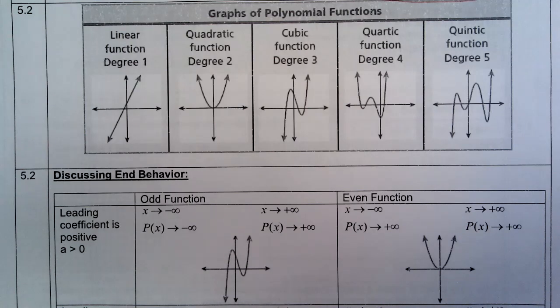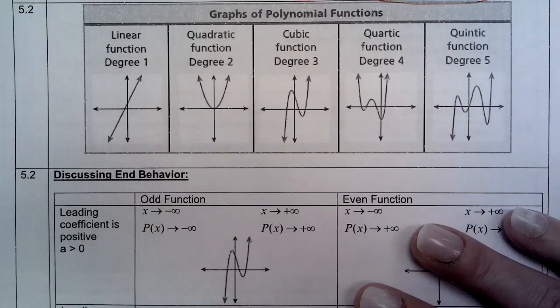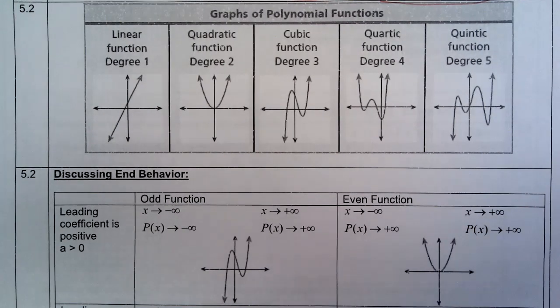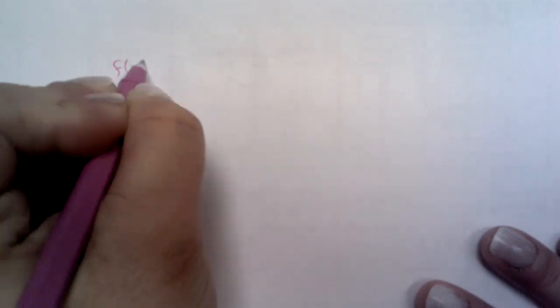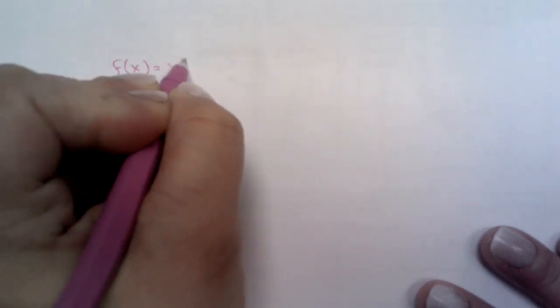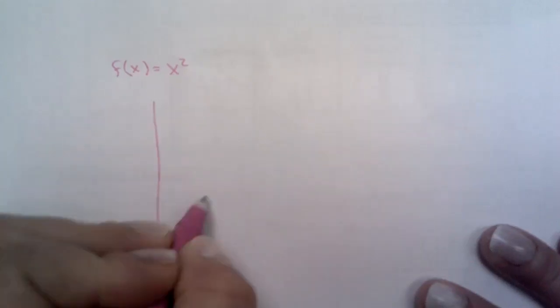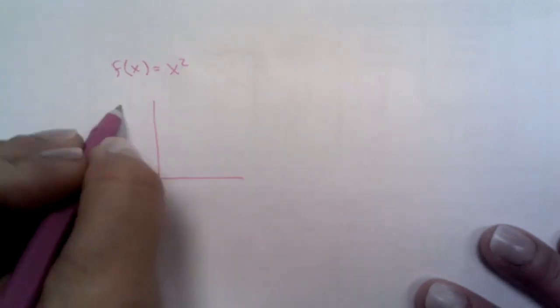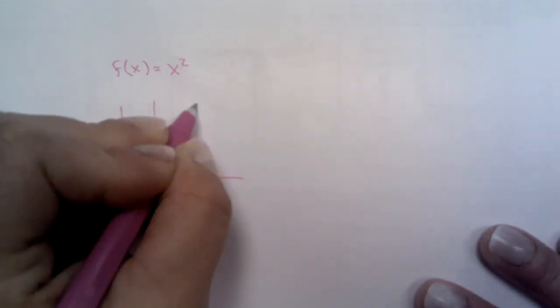All right, Algebra 2 today, we're doing 5.2, which is graphs of polynomial functions. So to start you out, I want you to look at two different parent functions that we have studied. Our first parent function is f of x equals x squared. So the graph of this, when sketched, looks like this.